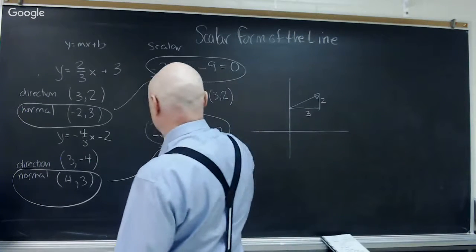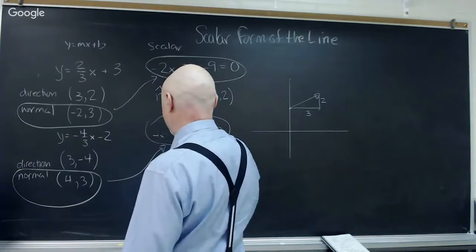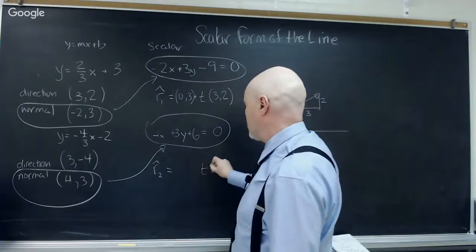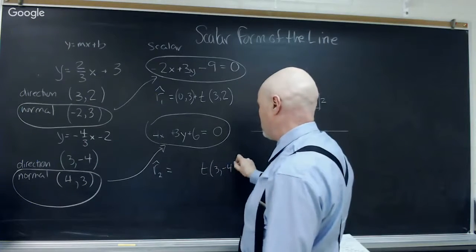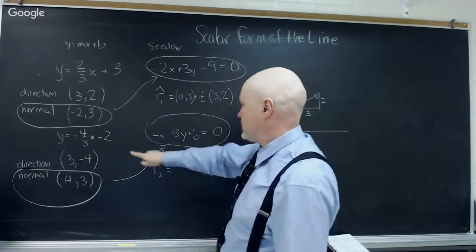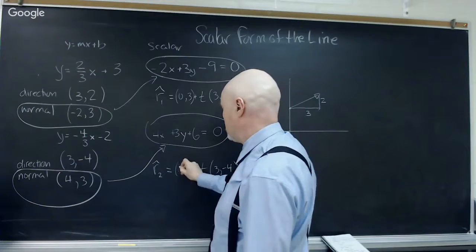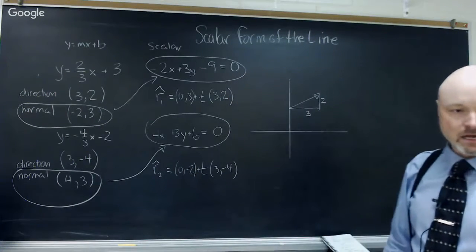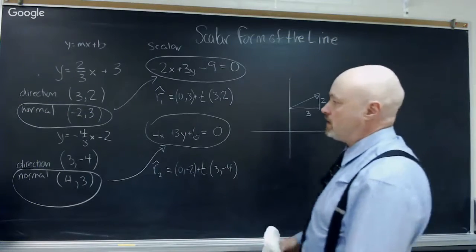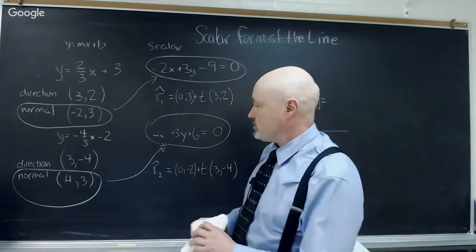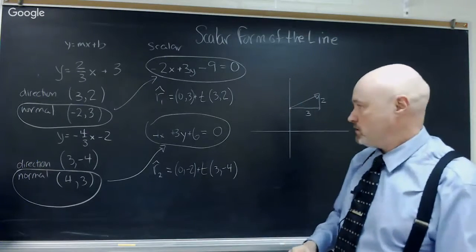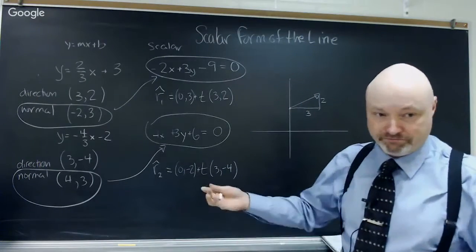And down here, I'm going to do the same thing. This is going to be t times the direction vector, which is 3, -4. And I'm going to take my position as 0, -2. So I've just switched from y equals mx plus b, gone over to scalar, then headed down here into my vector equation.